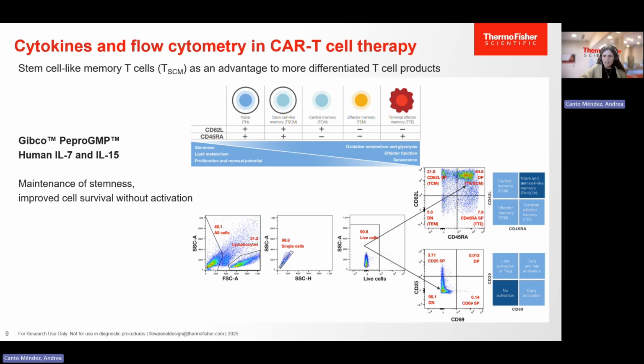And if we go here, we can see that the majority of the cells we obtained with this protocol using IL-7 and IL-15 have these TSCM properties, also with a significant percentage of central memory T cells, with a very low percentage of fully differentiated or effector T cells. When we check the activation profile of these cells, we observe that the late activation marker CD69 was not present in these cells, and there were only a few cells expressing the activation marker CD25. So with flow cytometry, we could check that the phenotype of these cells was the desired one.